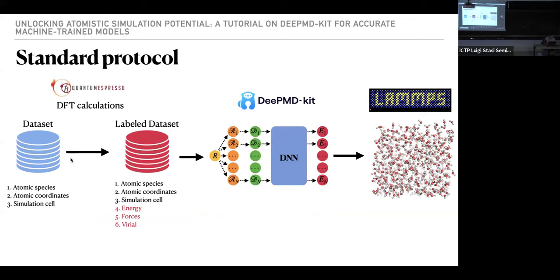Yes, so we compute the DFT calculation on our initial data set. And then this data set is used within the DeePMD-kit to train the deep neural network that will predict forces, energy, and virial. And then this neural network is taken as a force field model by LAMMPS to do the real dynamics of our system.